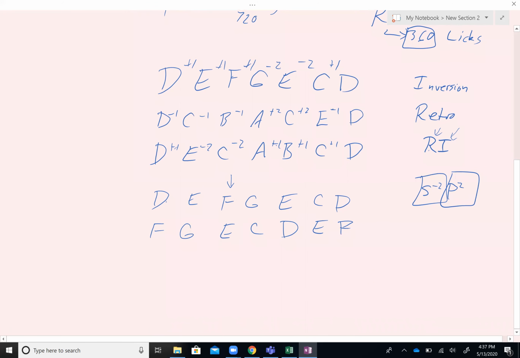So bump all the notes down by 2. F becomes D, G becomes E, E becomes C, C becomes A, D becomes B, E becomes C, or sorry, F becomes D. Notice those two are exactly the same sequence. So sure enough, if I take the original lick and do retrograde inversion retrograde to it, I get the same thing as if I phase twice and then sequence backwards by 2.